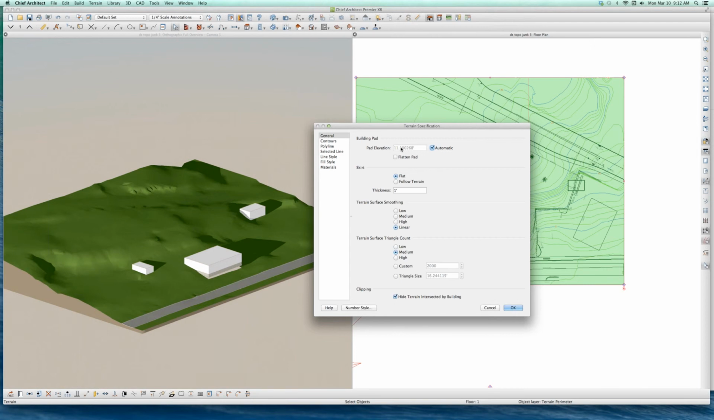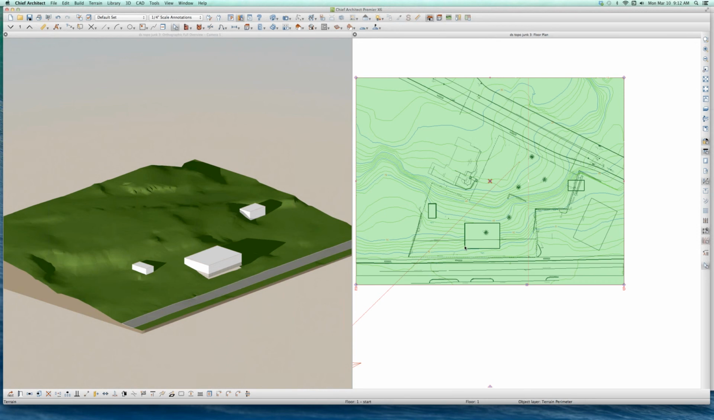Pad elevation is 11 foot. So what does that mean? That means the house, when you draw the house, is at 0 elevation. But where is that in respect to the terrain itself? It's 11 feet above the 0 contour of the terrain. Is that true? Let's go over to here.